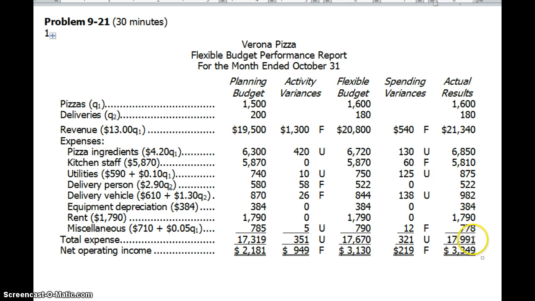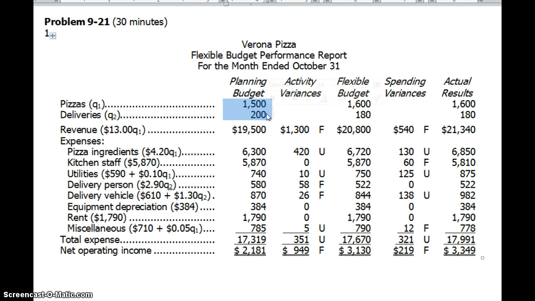And bottom line is they have $21,340 of revenue, $17,991 of expense. Their profit's $3,349. What we have to calculate, I misspoke earlier, is we need to calculate the planning budget, and we also need to calculate the flexible budget. Once we have those two budgets built, we can then calculate the activity variance as well as the revenue and spending variance. Let's work on the planning budget first.